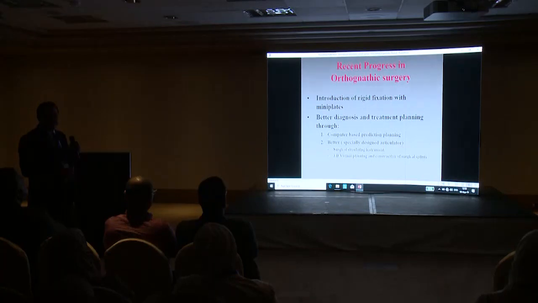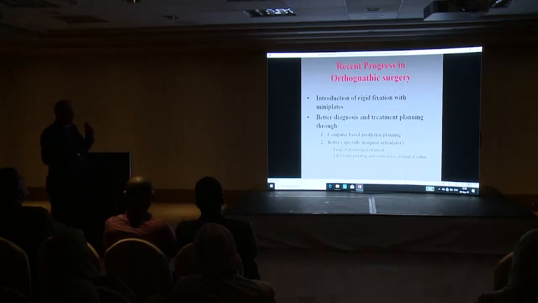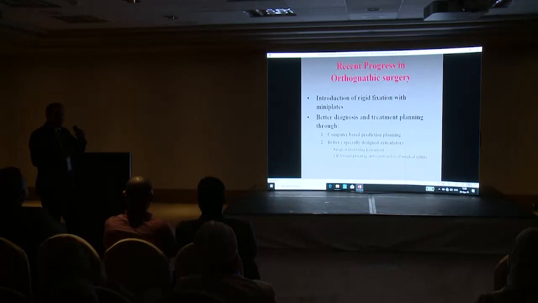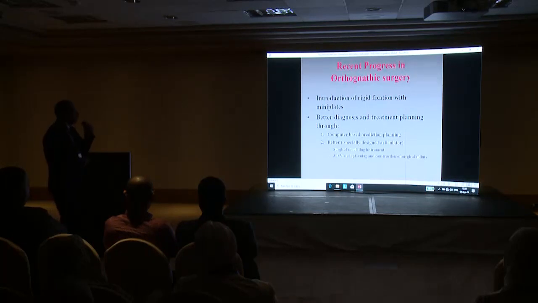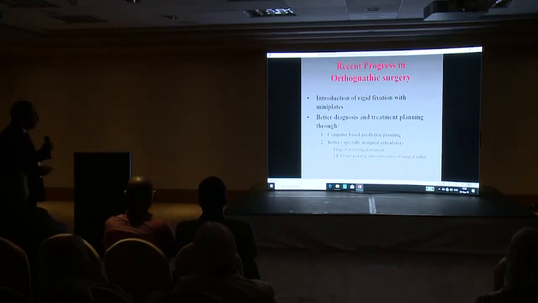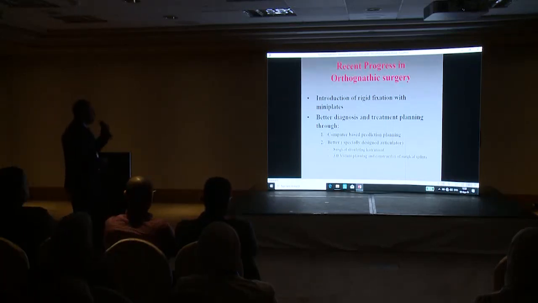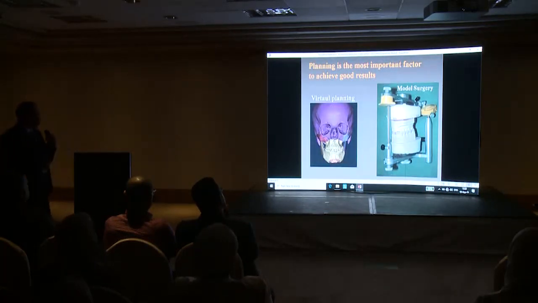Now we can get very good results because of two things. First, the introduction of rigid fixation. Before, we had to fix the maxilla and the mandible with wires and close the patient's mouth. We don't need this anymore. The patient is operated on, and after surgery he can go out of the operating theater with his mouth open. Second, we have computer prediction, and now 3D virtual planning and construction of surgical splints. Next, please.